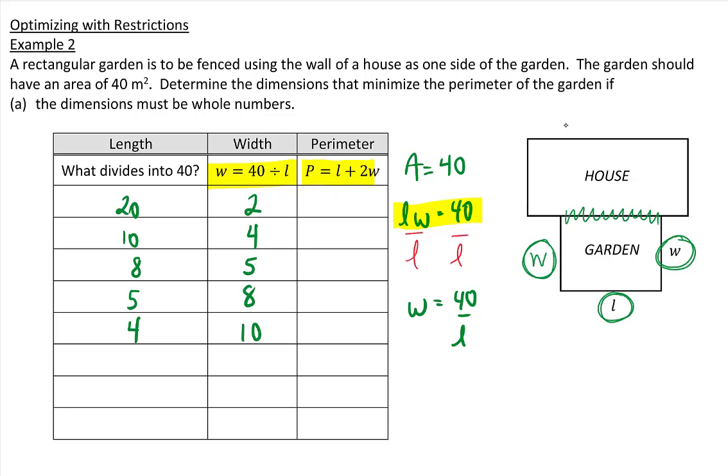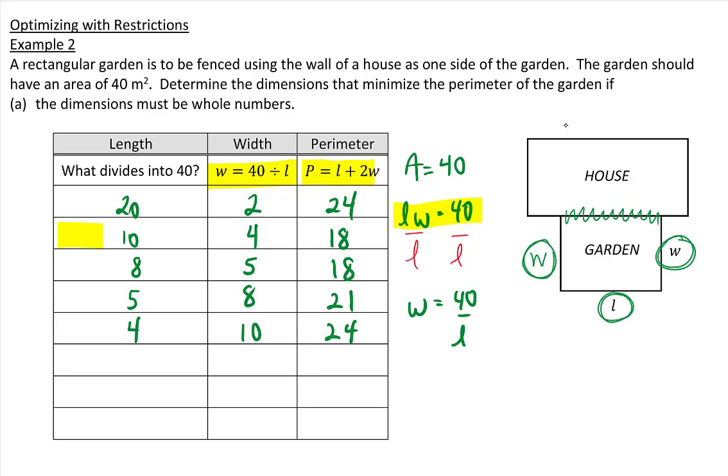So if I take 20 plus 2 times 2, the perimeter of that garden is 24 meters. Keep going. 10 plus 4 times 2, that's the next row, is going to give us 18. So we can see there's even less perimeter. 8 plus 5 times 2, again, gives us 18. 5 plus 8 times 2 gives us 21, so we can see now it's going up. And then 4 plus 10 times 2 equals 24.